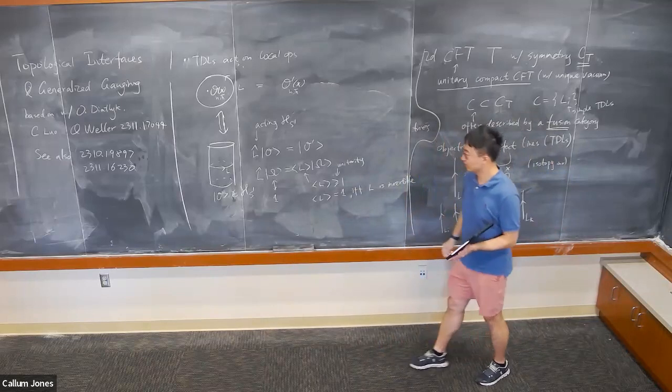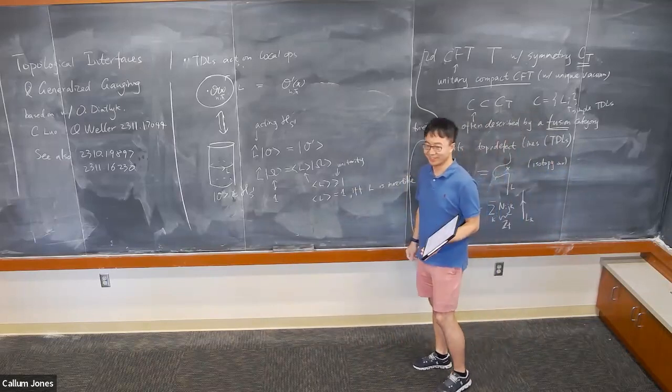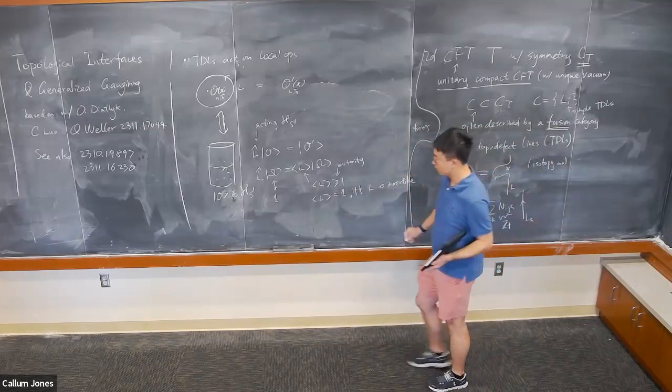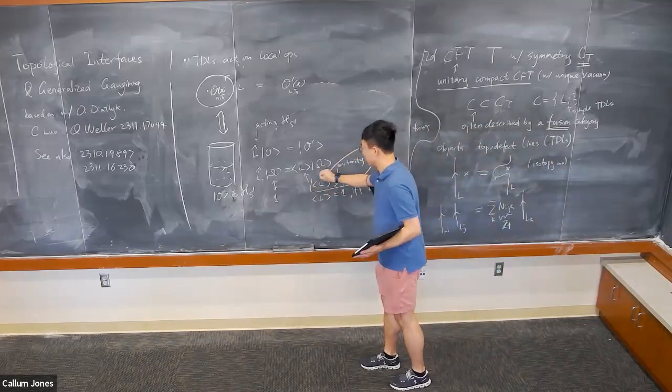So can it be a complex number? Sorry? Can the expectation value be a complex number? It cannot. Yeah, for unitary context, it cannot. So this is the condition coming from unitarity.